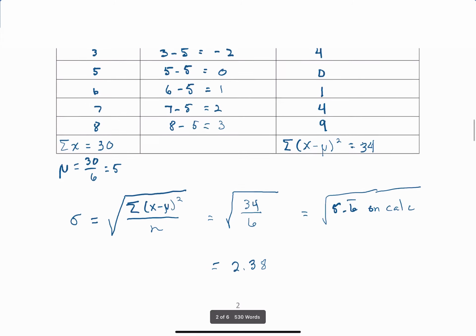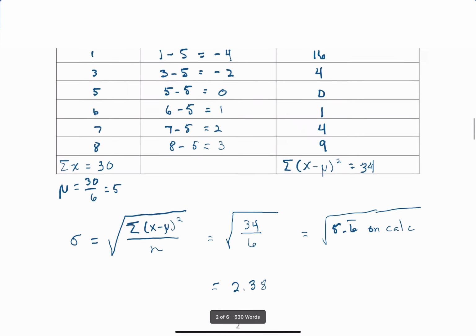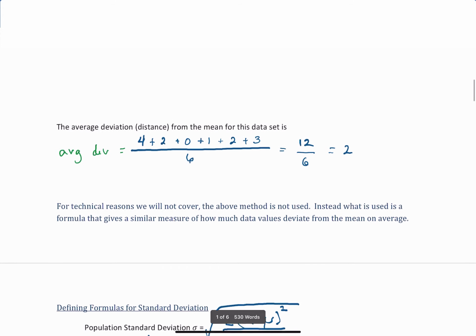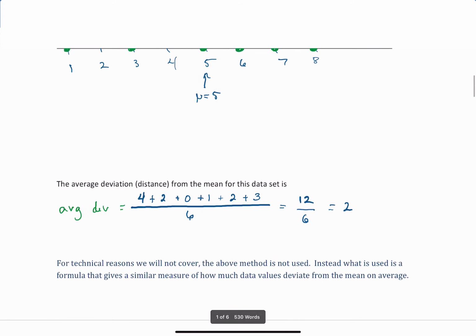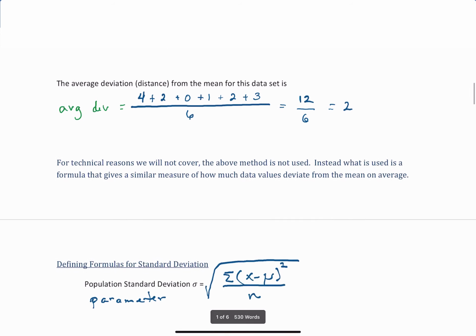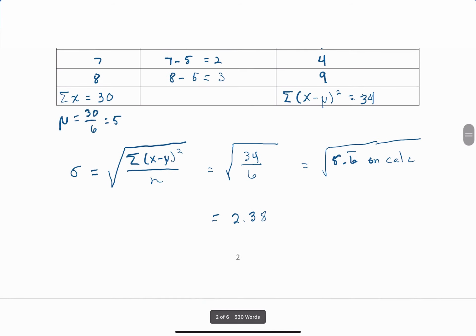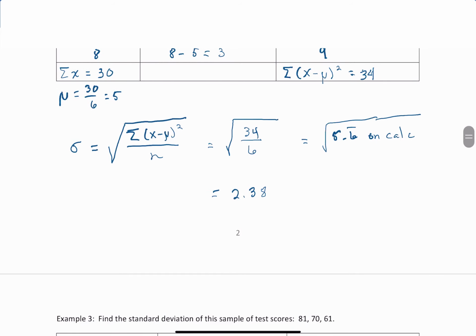Let's just compare that out of interest to the average deviation from the mean that we computed when we were getting the conceptual idea. And we got 2. So 2.38, it's not exactly 2, but it's in that vicinity. The standard deviation is an approximation of the average amount by which data values differ from the mean. Why do we use this instead of that? Well, as I said before, there's technical reasons that are beyond the scope of this class to get into.